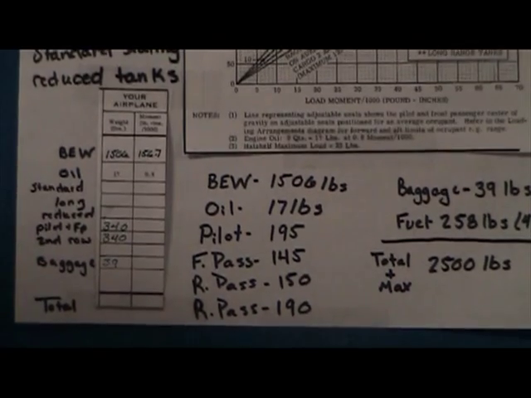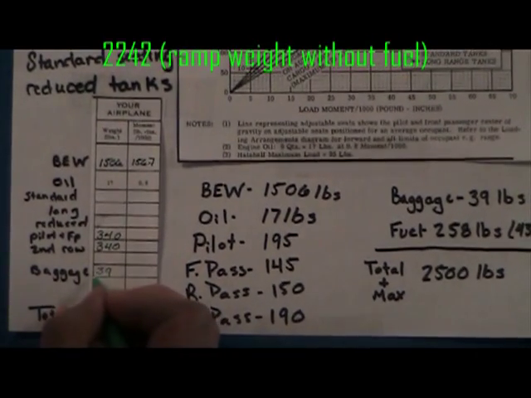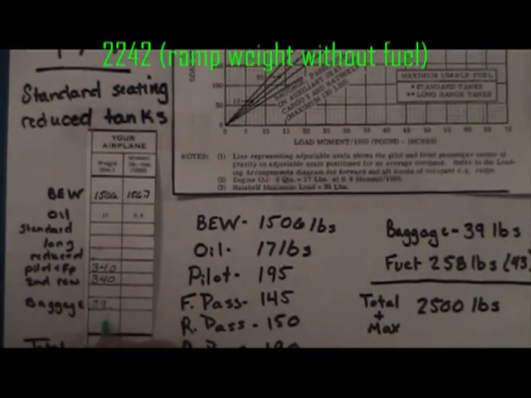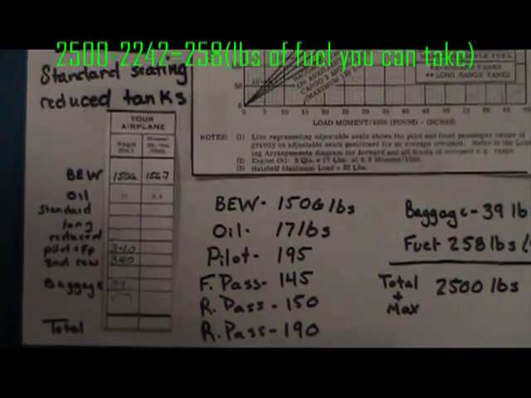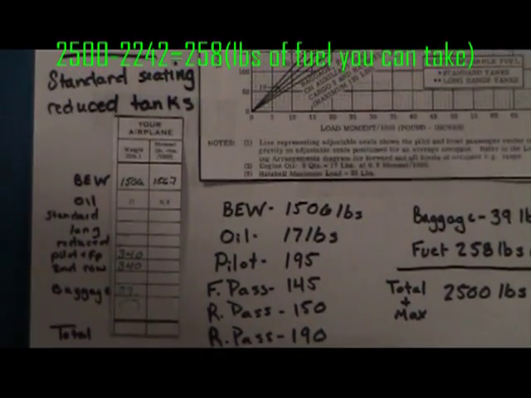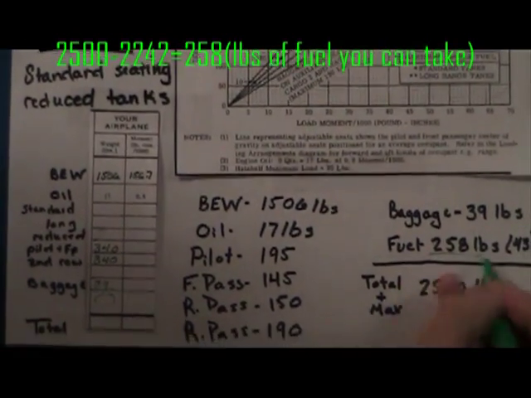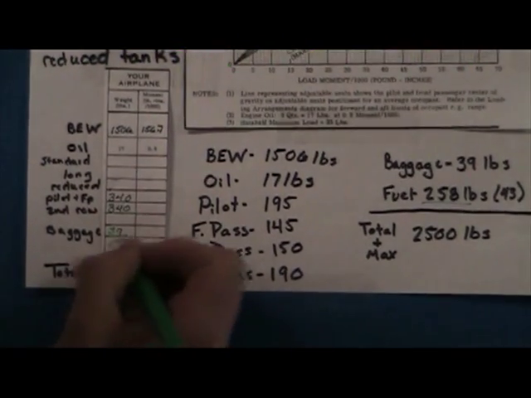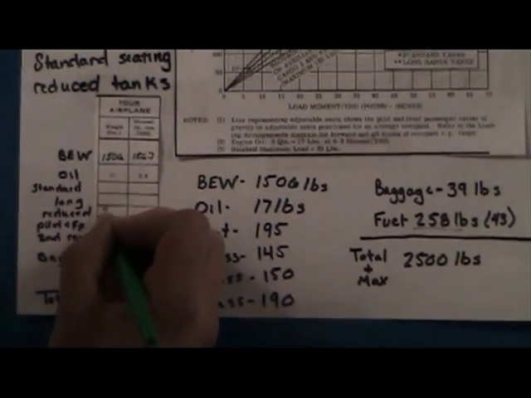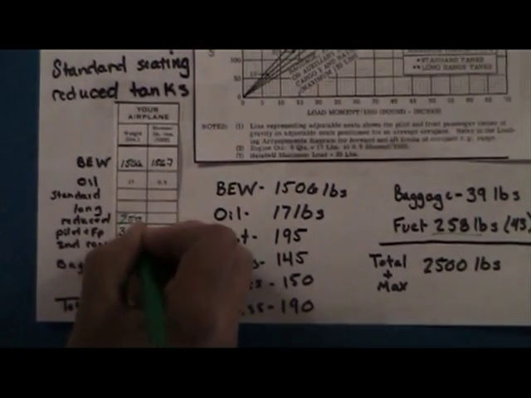And once we figure this all out, we total these and then subtract our total from 2,500, or the total amount of weight that the aircraft can hold, which comes out to 258 pounds of fuel. Write that in right here.